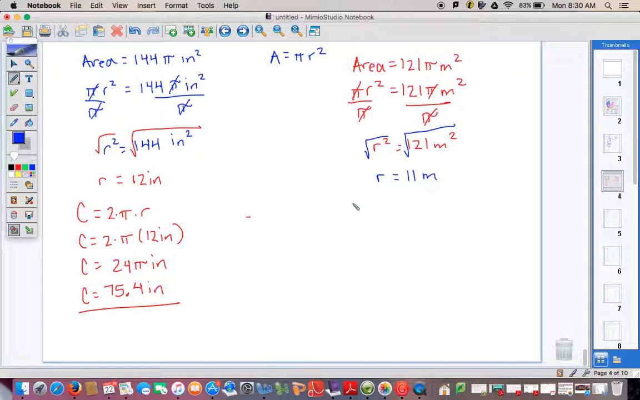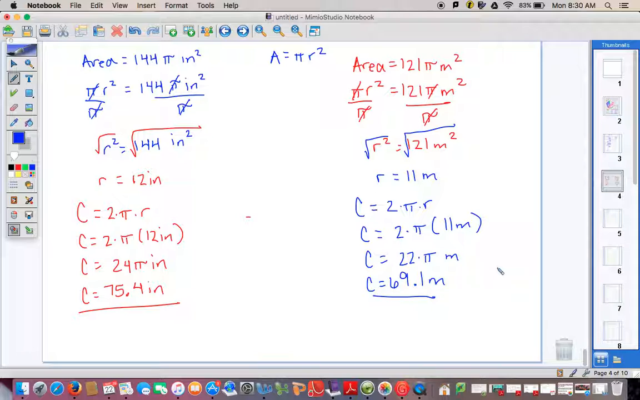Then we're going to use our equation for circumference, which is circumference is equal to 2 times pi times radius, and substitute what we know. So we have circumference is 2 times pi times 11 meters. 2 times 11 is 22 times pi, and our units are meters, so circumference is 22 pi meters. And if we use our value of pi, circumference is 69.1 meters. Okay, so I'd like you to finish that up. Thank you very much.